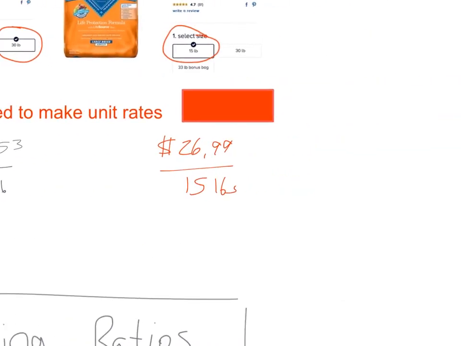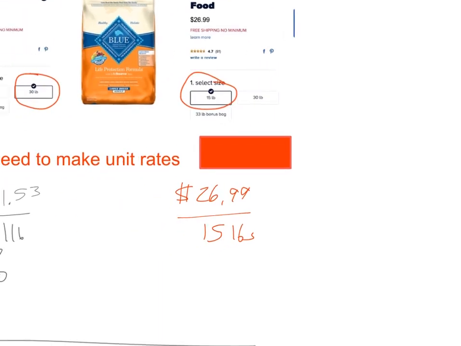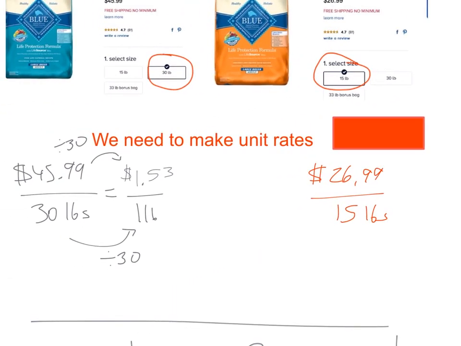So let's move over here. $26.99 for 15 pounds. Again, I'm trying to compare these by getting unit rates, right? So I'm going to want to make the bottom 1 pound. What do you do to 15 to make it 1? Divide by 15. But whatever you do to the bottom, you have to do to the top. And so now we're going to take $26.99 divided by 15.